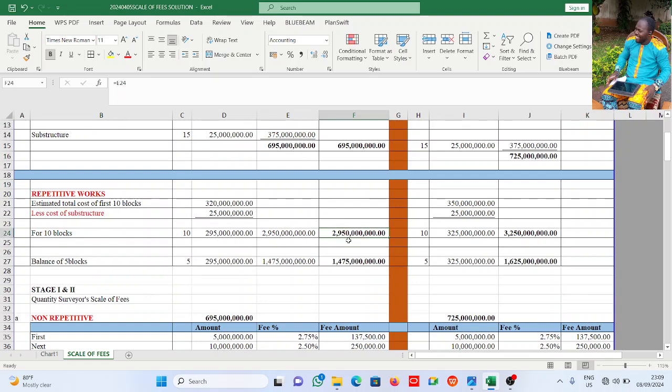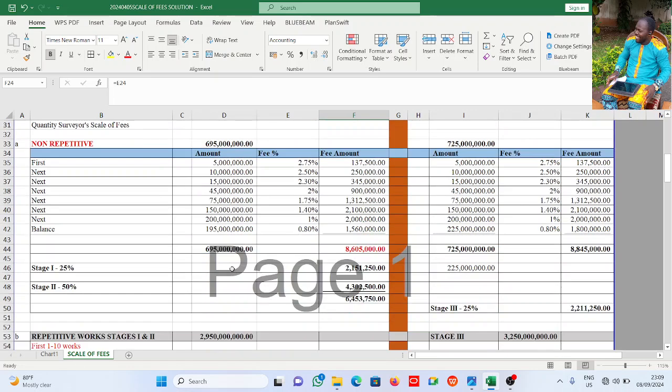For 1 to 10, it is 2,950,000,000. For balance of 5, we'll take it one after the other. First of all, we'll take 1 to 10. We'll do stage 1 and 2, then we'll take stage 3 also. Then we come here and do balance of 5, then the stage 3 also in that particular order. Now let us come here.